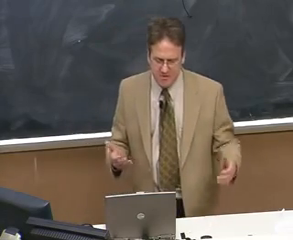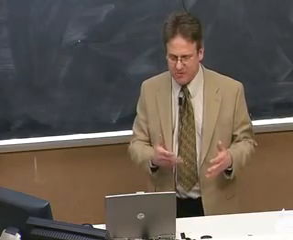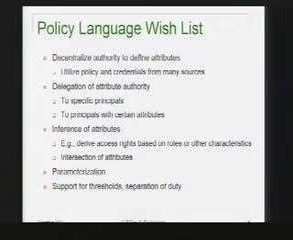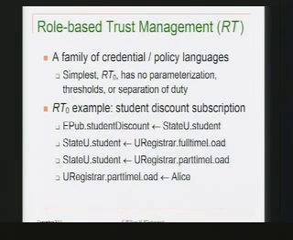We want to be able to support the inference of attributes from one or more other attributes, like when we would derive access rights based on roles or other characteristics. We'd also like to support parameterization so that an age attribute could actually have a numeric field in it and say what the age value is. We'd like to be able to support thresholds, which is basically a kind of voting, and separation of duties, which is a technique that can be used to make fraud more difficult to commit.